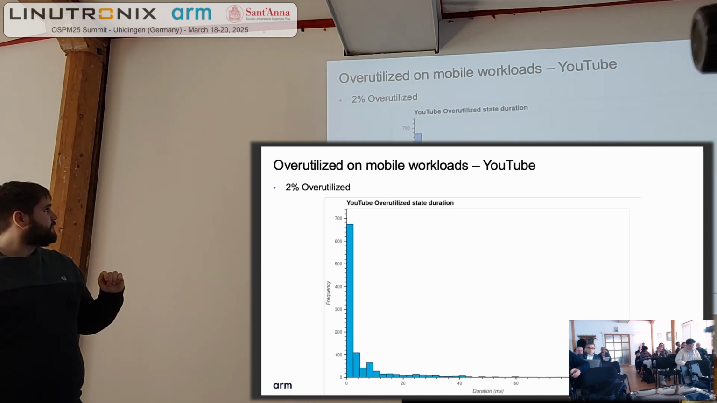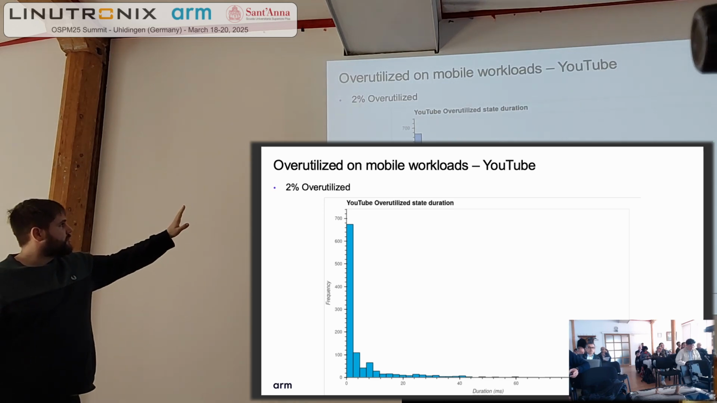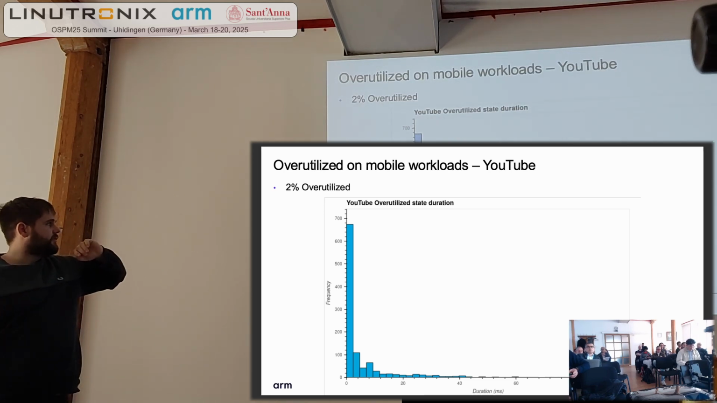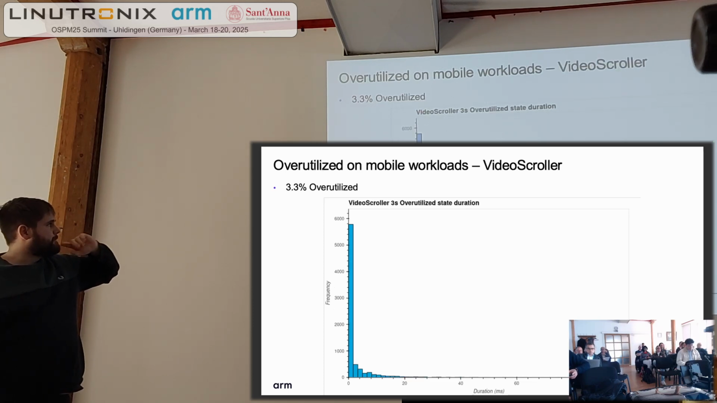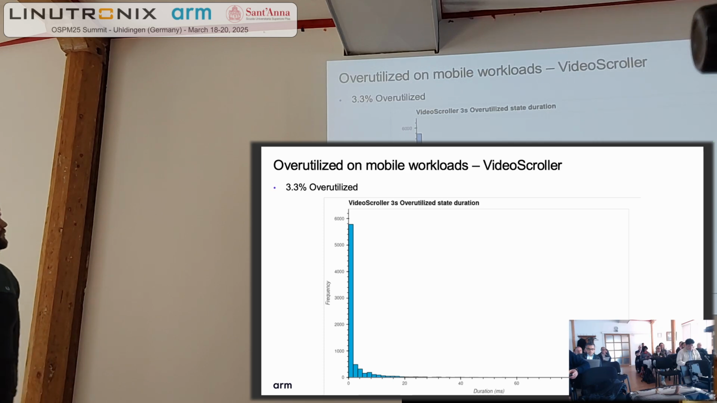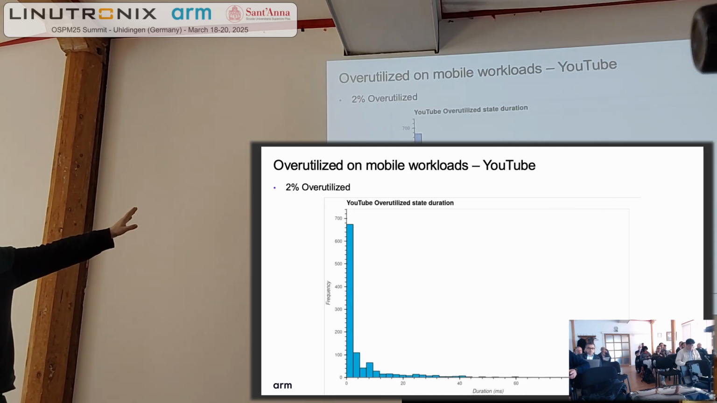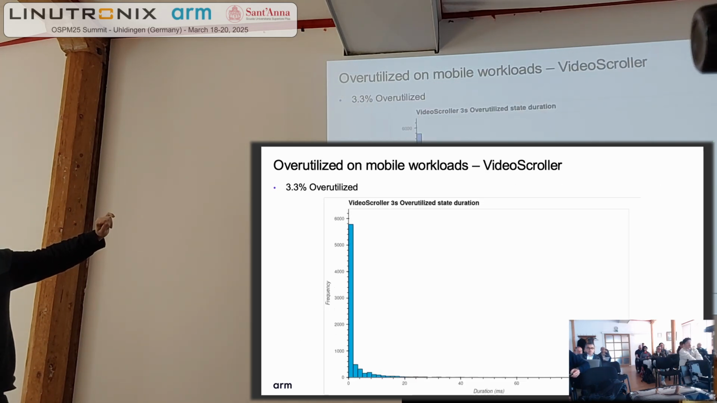I'll get back to those. Just here, YouTube, 2% overutilized. It looks reasonably similar to what we've already seen on the Pixel. Similar to video scroller, 3.3% overutilized. You can see it has much higher overutilized, the amount of times you overutilize is much higher in the video scroller case. It's more computationally demanding anyway.